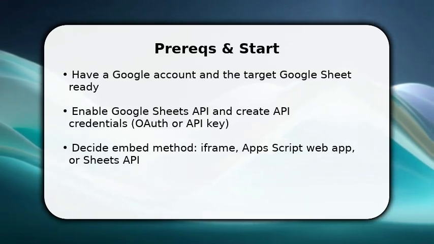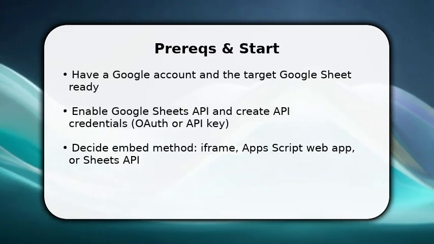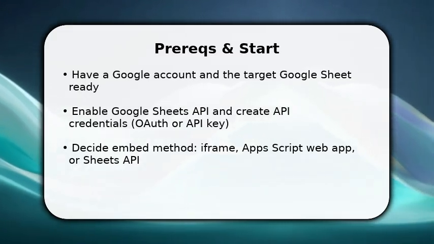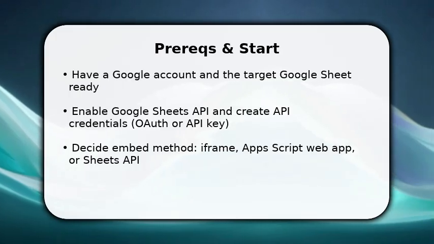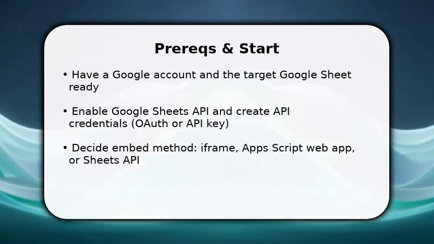Once done, pick an integration approach: a simple iframe for display, Google Apps Script for light logic, or the Sheets REST API for full control. Make sure your Sheets sharing settings match that choice so your site can access it.